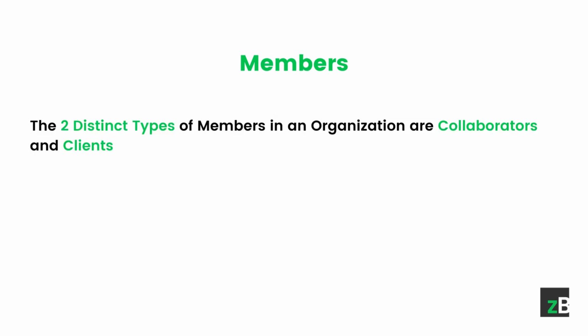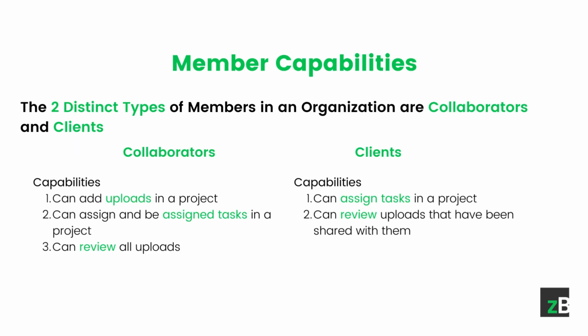Within the member category, there are 2 distinct types: collaborators and clients. Collaborators are able to upload files and URLs to your project, assign and be assigned tasks in your project, and review all uploads in the project.